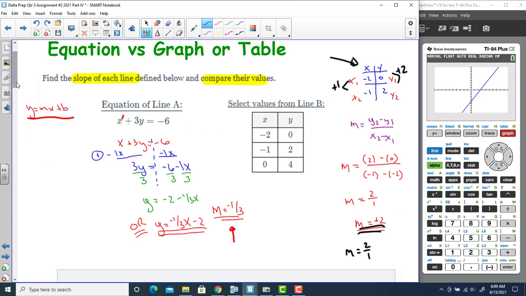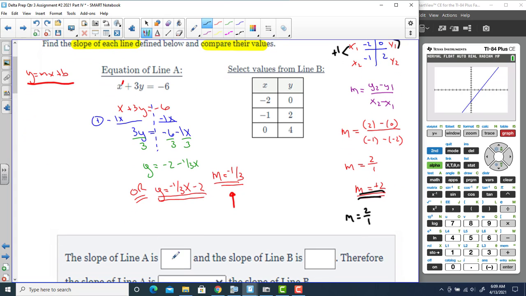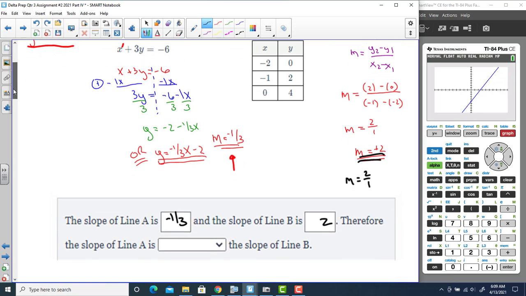There would be a drop-down box now that would have you make a comparison of those 2 slopes, and you'd say the slope of line A is -1/3. You'd say the slope of line B is +2, and you'd say, therefore, the slope of line A is less than the slope of line B.